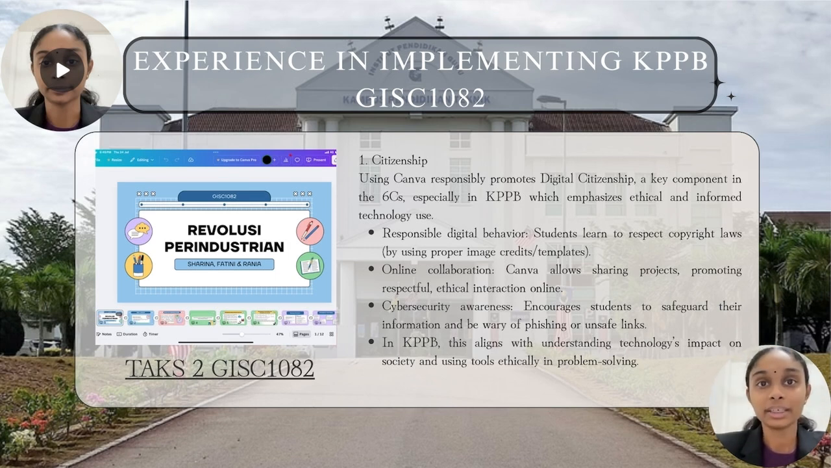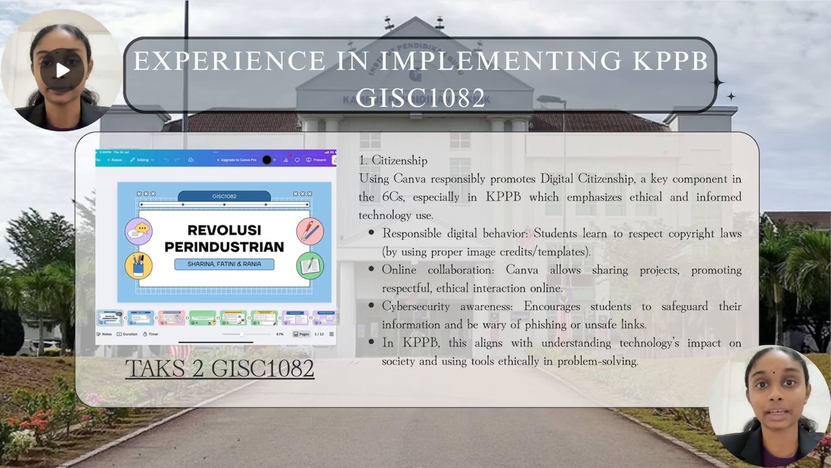Using Canva responsibly promotes digital citizenship, which is a key component in the 6 C's, especially in KPPB, which emphasizes ethical and informed technology use. For example, responsible digital behavior, where students learn to respect copyright laws, for instance, by using proper image credits or templates. Moreover, online collaboration allows sharing projects, promoting respectful and ethical interaction online among students.